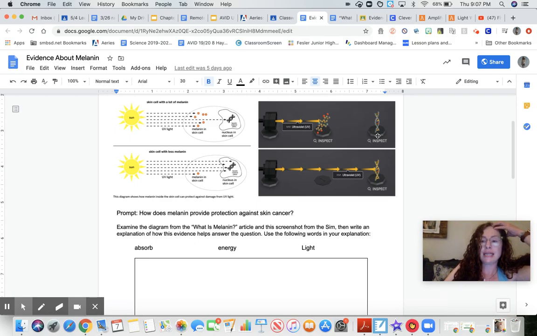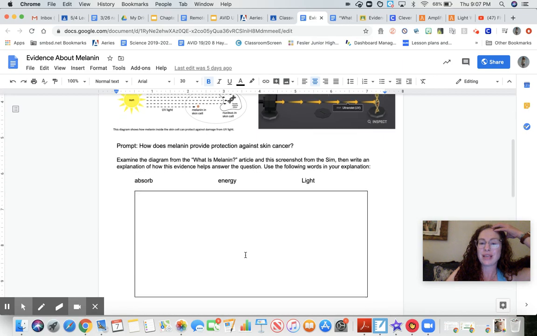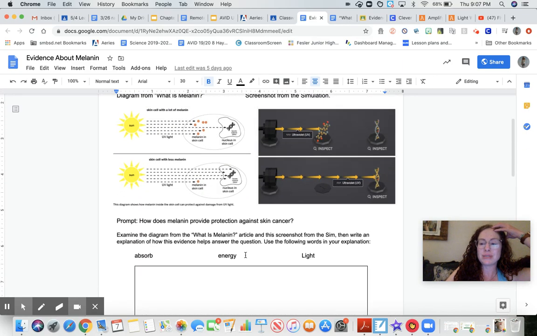So it's absorbing that UV light, only letting a little bit through. And so then the DNA is being blocked kind of thing, right? And then it's not getting affected. So just in your answer, make sure you're telling me what happened here. Most of you did that that I've read so far, and they are looking amazing. All right, so those were the assignments of the week. Hope this kind of put it all together.